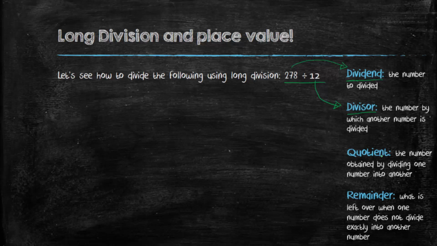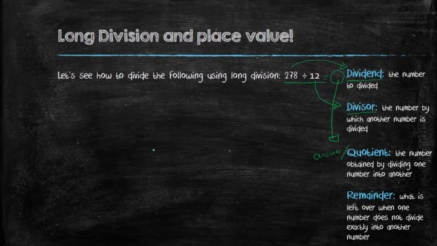Okay. The quotient is the number obtained by dividing one number into another. Essentially, it's another word for saying answer. The quotient is the answer. So whatever the quotient is, whatever the answer is, that's the quotient. Okay? The remainder. What is left over when one number does not divide exactly into another number? So you'll see here when we divide numbers, you might not get a whole answer. You might get a remainder. And I'll show you that in a sec.